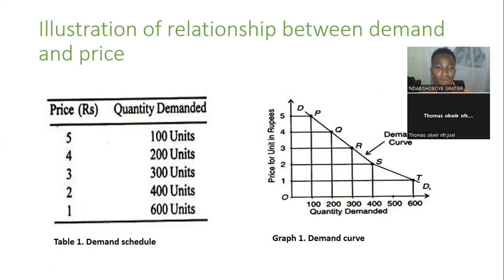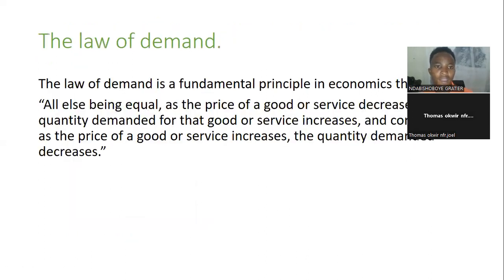And conversely, when the price is low, that's at 1 rupee, the quantity demanded will be 600 units. But as the price starts increasing, we see that the quantity demanded keeps dropping or decreasing. That's simply what we mean by the law of demand.